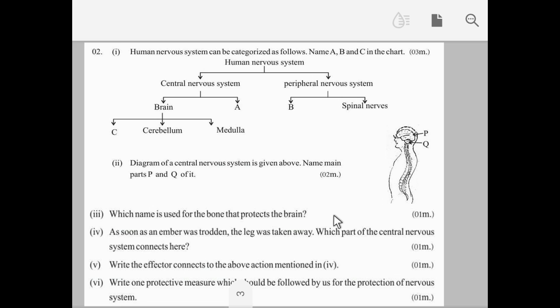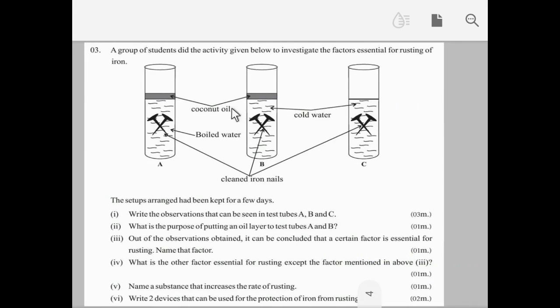Okay. Next one. Third one. A group of students did the activity given below to investigate the factors essential for rusting of iron. Here coconut oil, here boiled water and cleaned iron nails.